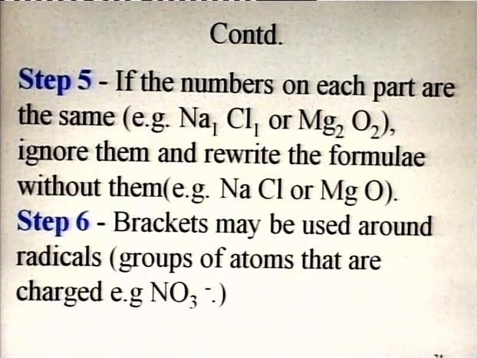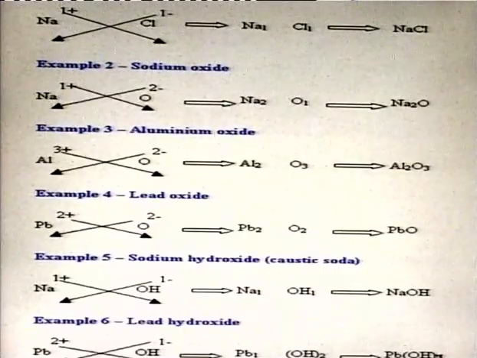Step 6 is, the brackets may be used around the radicals. What are radicals? These are groups of atoms having charge. So if they are a group of atoms having charge in the formula, then these are to be kept under brackets. Like NO3 negative is a radical, so it is to be kept in brackets.